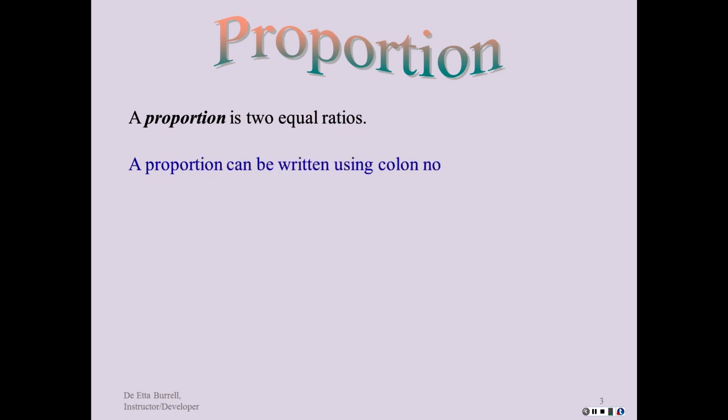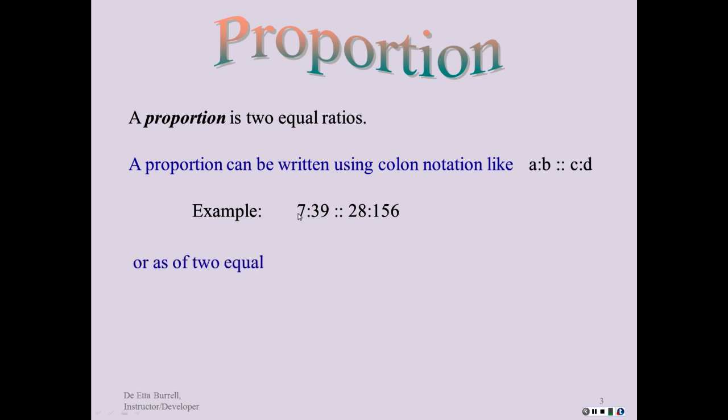A proportion can be written two different ways. The first way is using what we call colon notation. Notice that the ratio 7 to 39 has the colon, the standard form for ratios, being used. And then it is being compared to, with double colons, 28 to 156, which is a second ratio. You can think of these double colons as an equal sign.